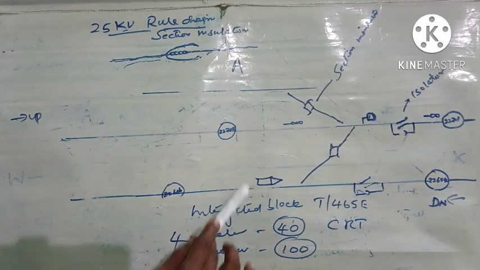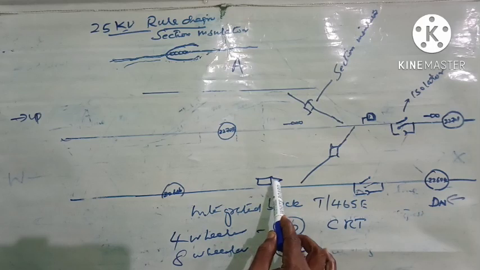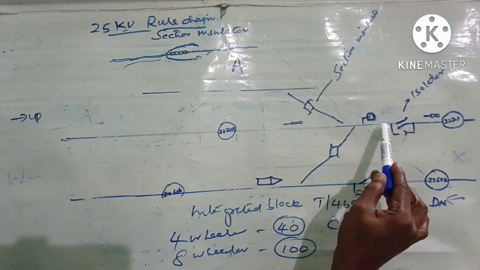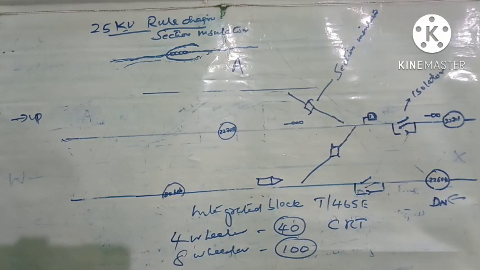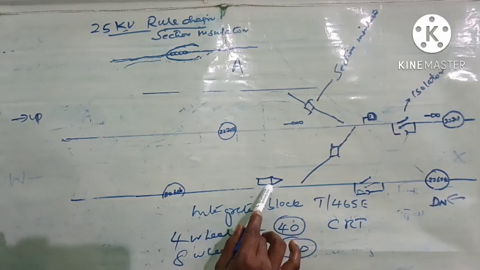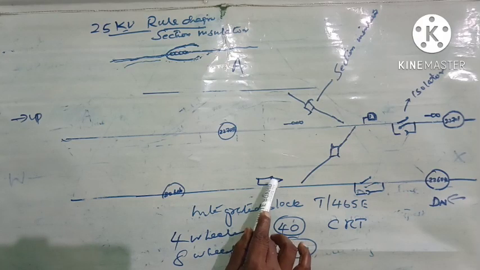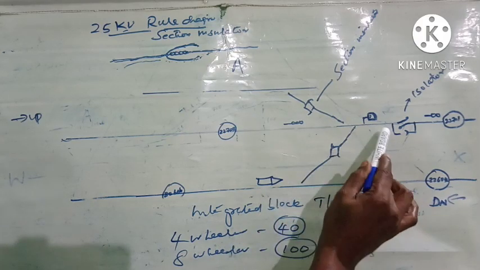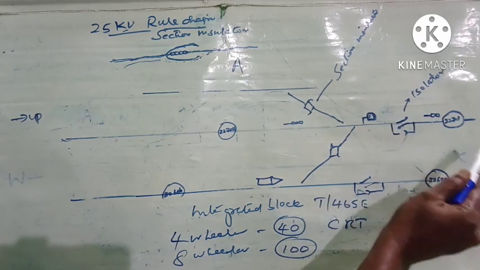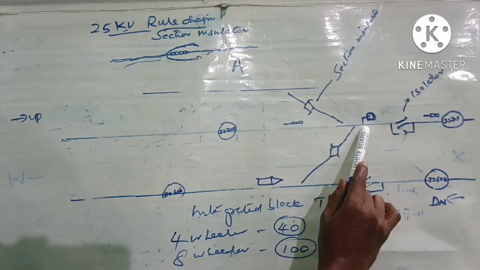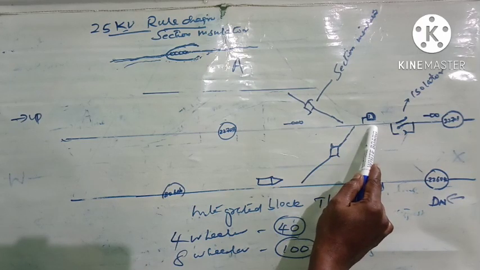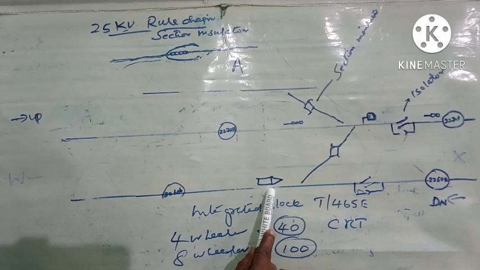Now, can we undertake this shunting? That is, taking this electric loco to here and then to this road. Definitely we can do it, but there are two conditions for it. First, the loco pilot must be informed that he is going to be taken to the up line where power block has been given, so he must not go far beyond this shunt signal. So that information should be given to the loco pilot.